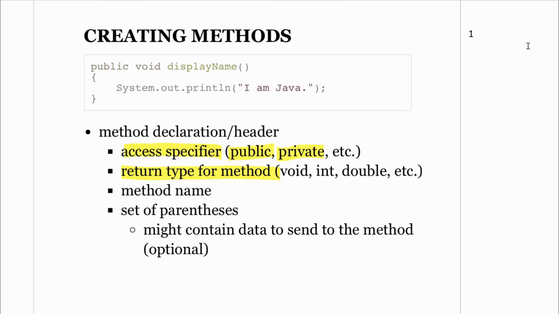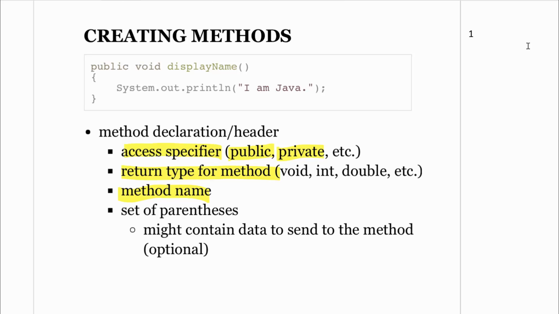It's not passing any information back to the method. So in that case, you would just have the word void there to indicate that there's no information coming back to the method. And so after the words public and void, so after the access specifier and the return type, you have the method name.